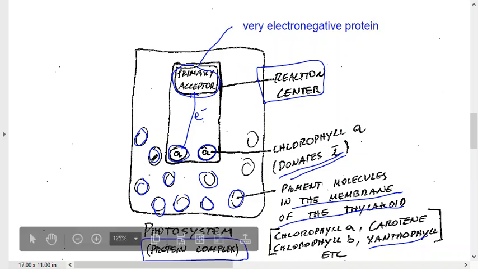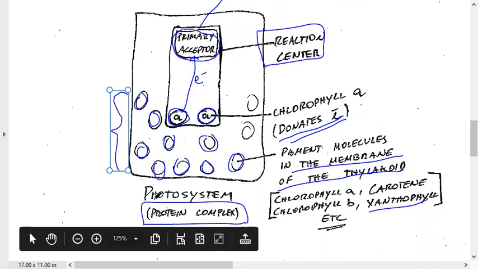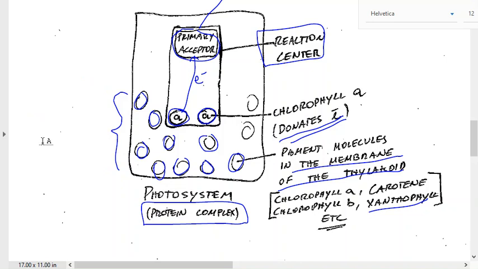By the way, the other thing I want to talk about here, sometimes these pigment molecules as a system, not only are they called a photosystem, sometimes they are also referred to as a light harvesting complex. So you might see that too.